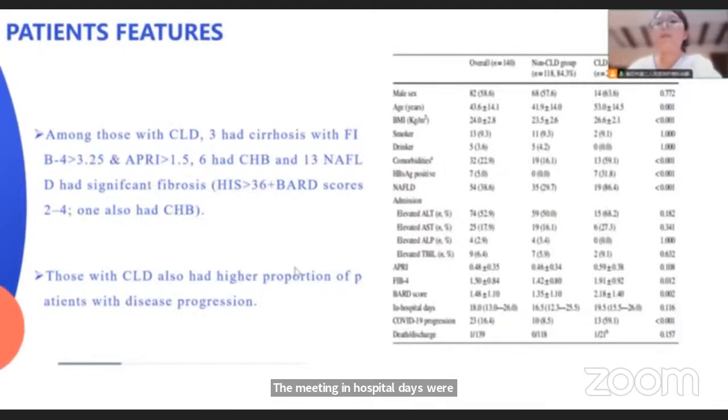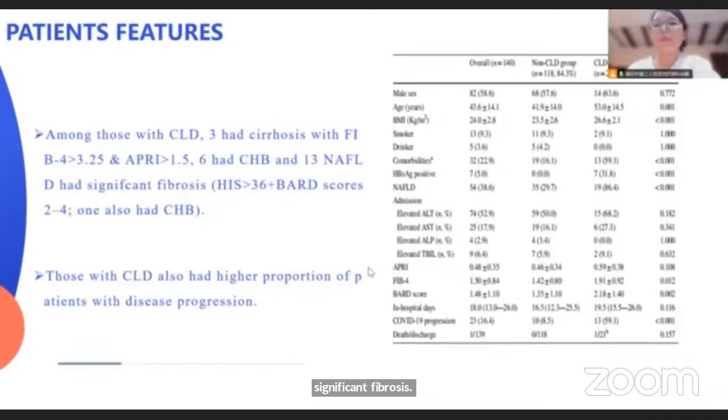Of the 140 COVID-19 patients, 118 had no CLD and 22 had CLD. Among those with CLD, 3 had cirrhosis, 6 had CHB, and 13 NAFLD had significant fibrosis.